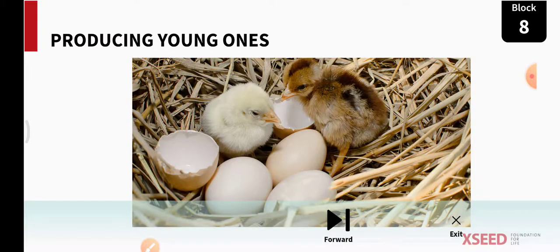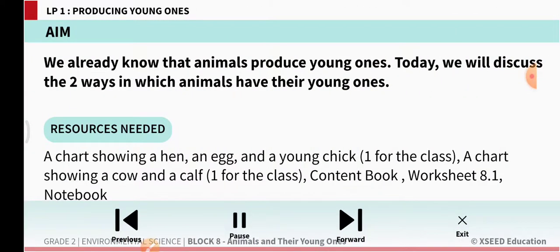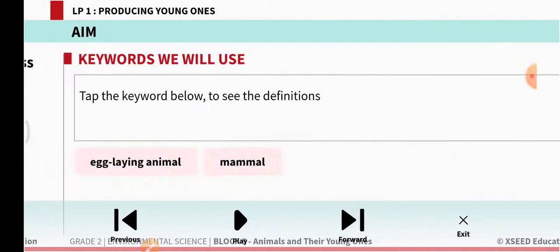So on your screen you can see that two baby chicks are there. Okay, freshly they are from the eggs. After the eggs hatch, the chicks come out. We all know that. Let's learn more. We already know that the animals produce young ones. Today we will discuss the two ways in which animals have their young ones.